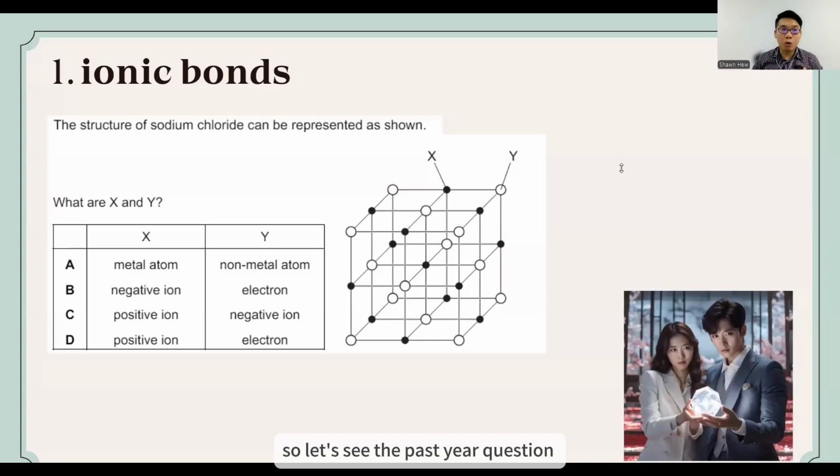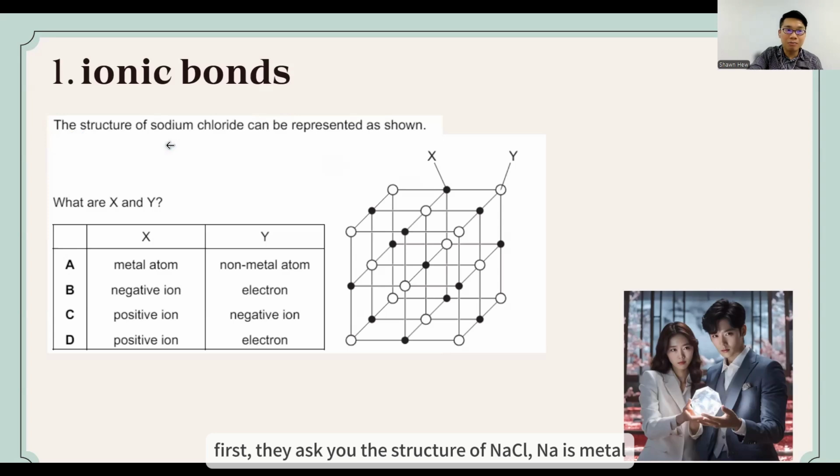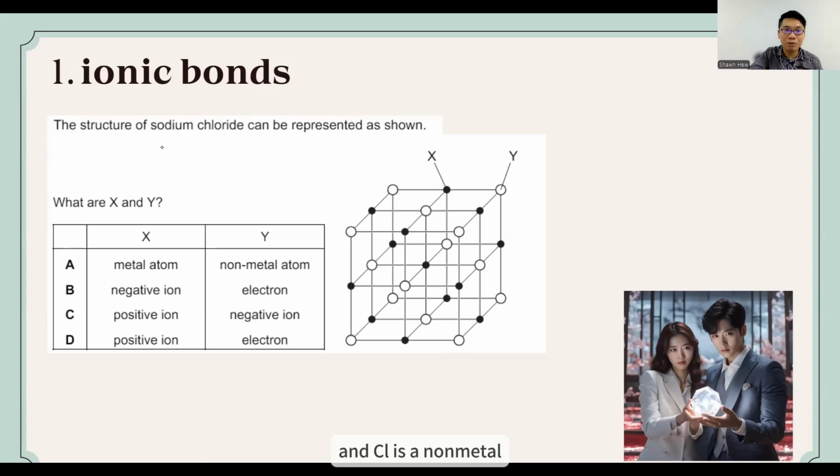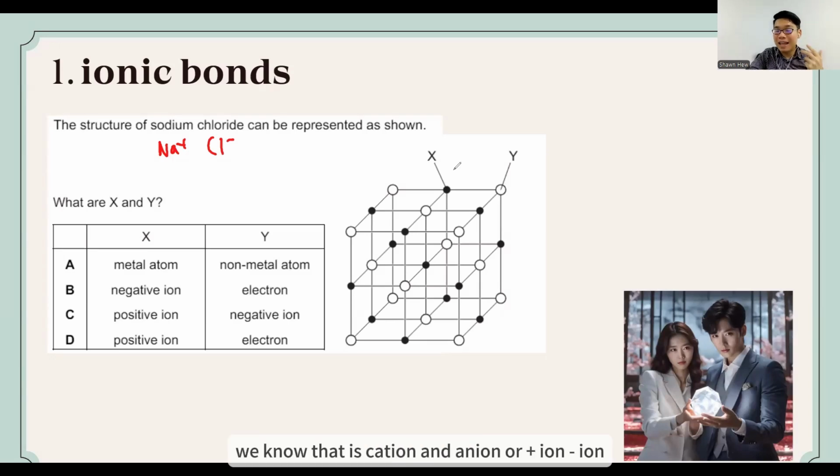So let's see the past year question. First, they ask you the structure of sodium chloride. Sodium is metal and chloride is a non-metal, so they will form this. What is X and Y? We know that is cation and anion, or positive ion, negative ion.